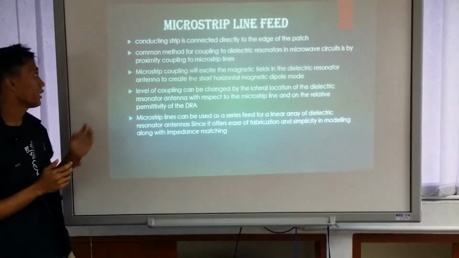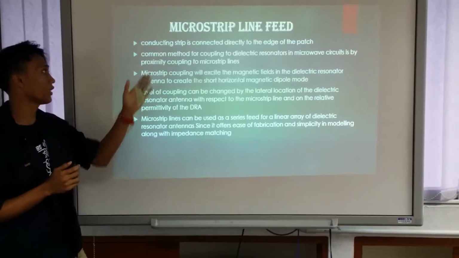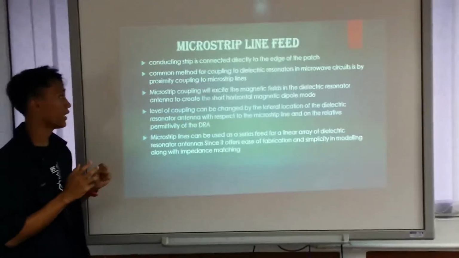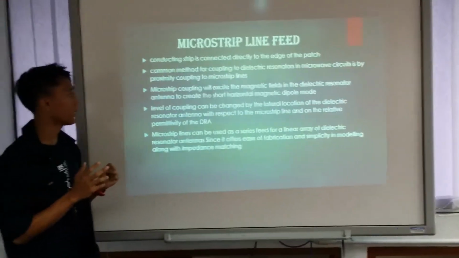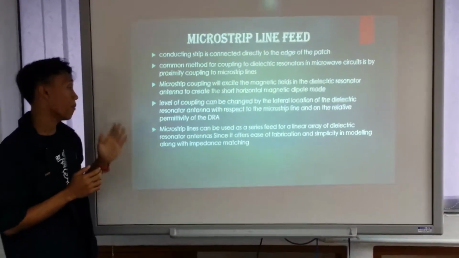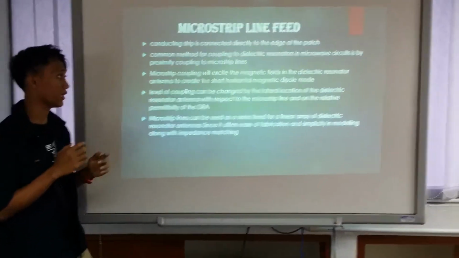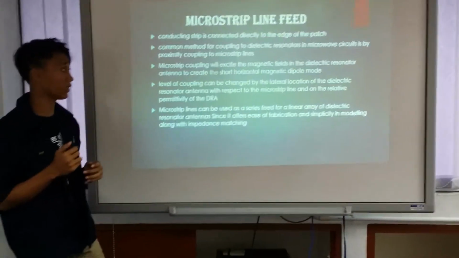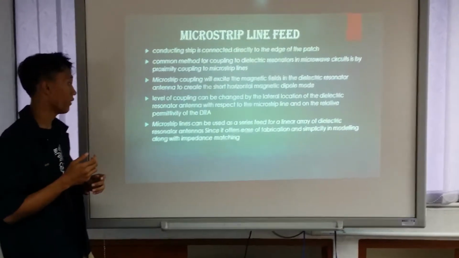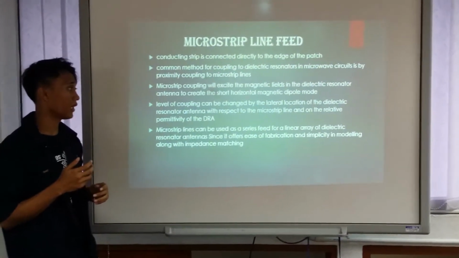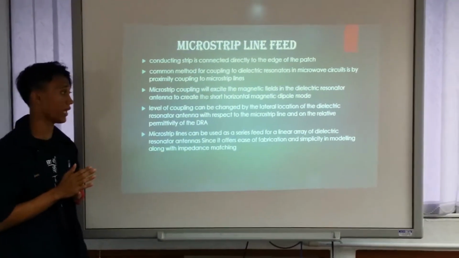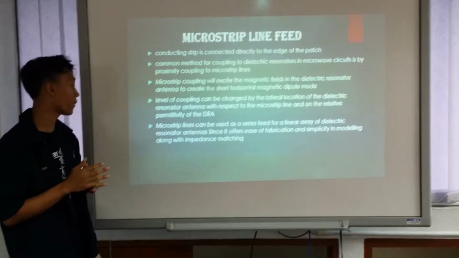In the microstrip line feed, the connecting strip is connected directly to the edge of the patch. A common method for coupling to the dielectric resonator in a microwave circuit is by proximity coupling to the microstrip line. Microstrip coupling will excite the magnetic field in the dielectric resonator antenna to create the short horizontal magnetic dipole mode. The level of coupling can be changed by the lateral location of the dielectric resonator antenna with respect to the microstrip line and the relative permittivity of the DRA.